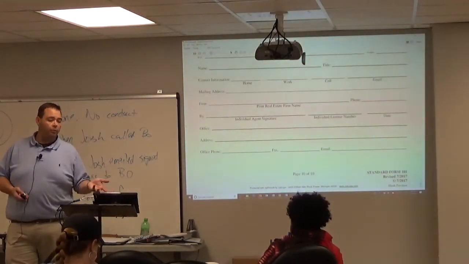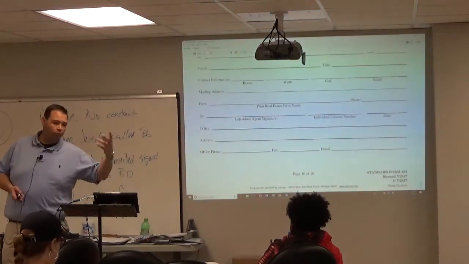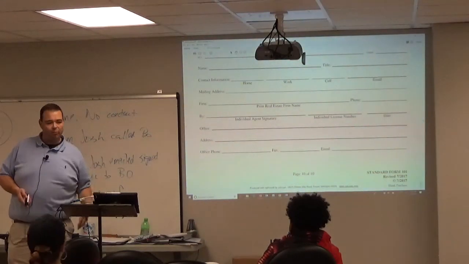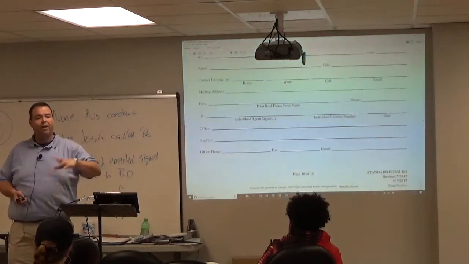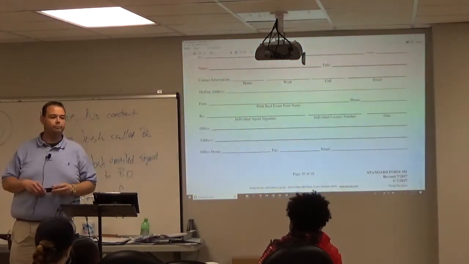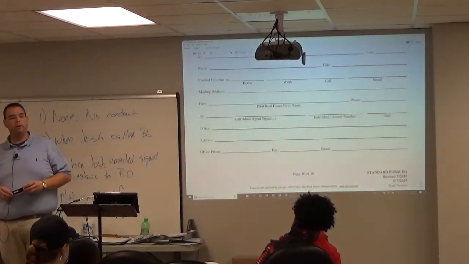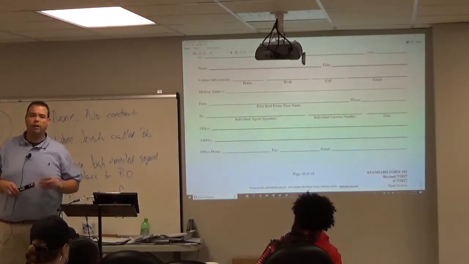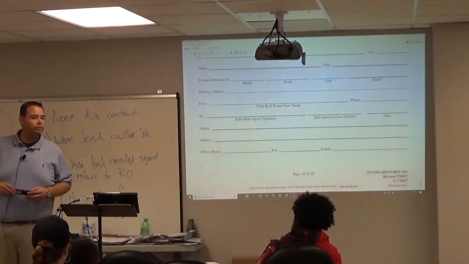For example, this is all pre-formatted for me. If I go into my zipForms account, it's going to fill in my name, my license number, my phone number, my email address. All that stuff is just pre-populated. It's pre-populated for me. And that'd be up to you if you want to pay for something like that.